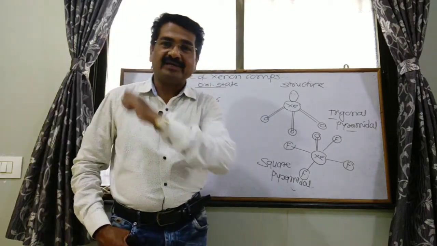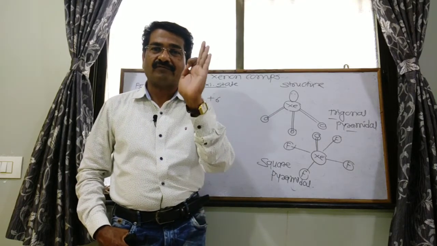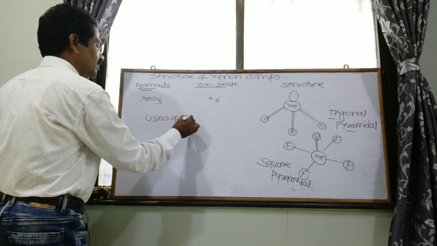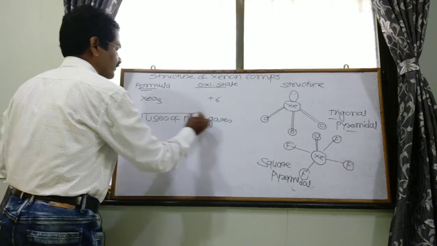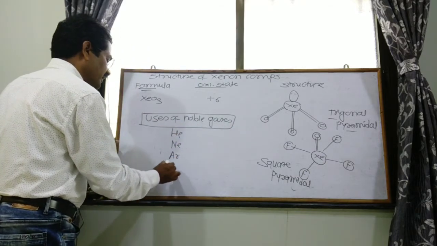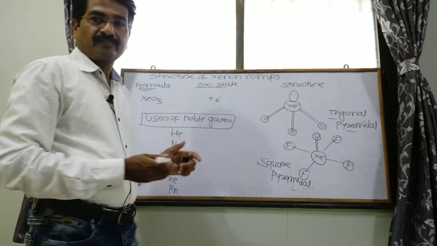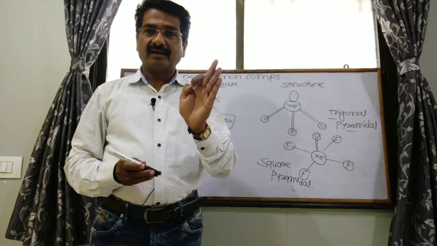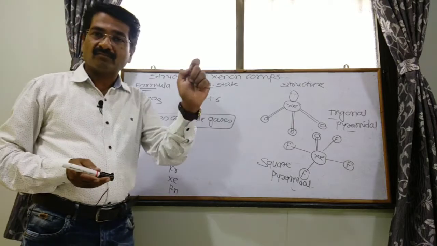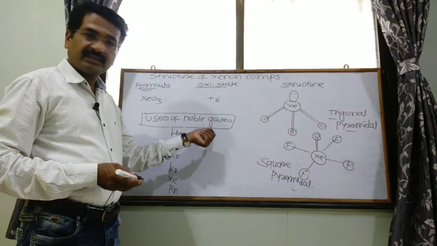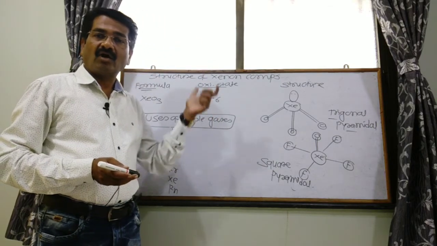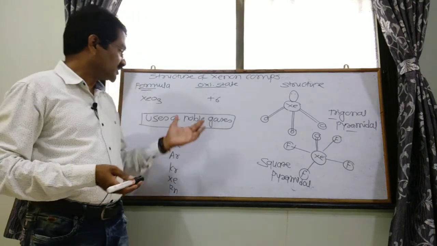This is the last remaining point of this chapter, that is uses of noble gases. Write the uses of noble gases. Which are the noble gases? Helium, neon, argon, krypton, xenon and radon. You may write the uses of noble gases from the textbook: first the uses of helium, then uses of neon, argon, krypton, xenon and radon. This is the last part of this chapter. You may write in your notes the uses of noble gases.